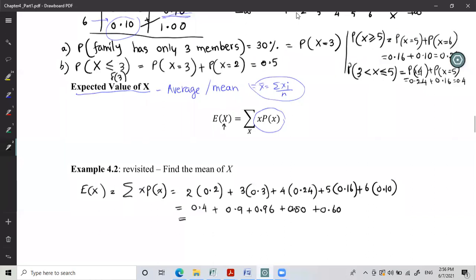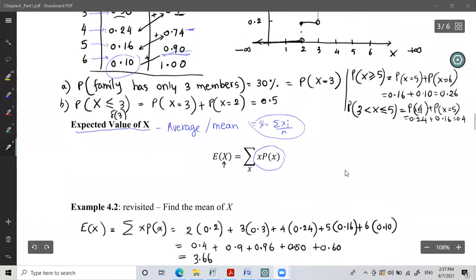Okay, who can find the answer? Okay, so we got 3.66. I guess everybody can get this answer. Any different answers? Is this correct? Yeah, I hope so.